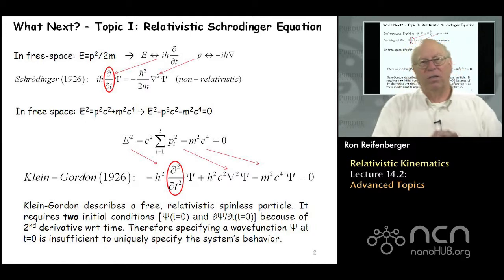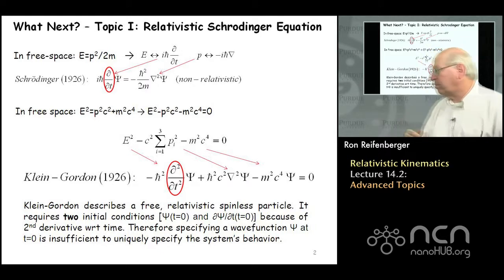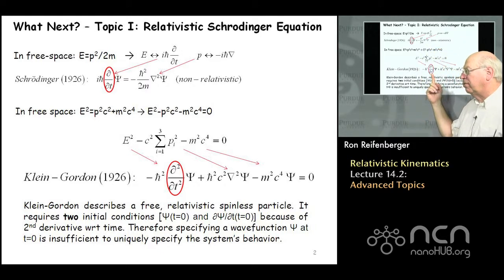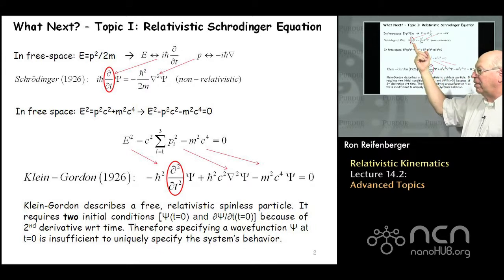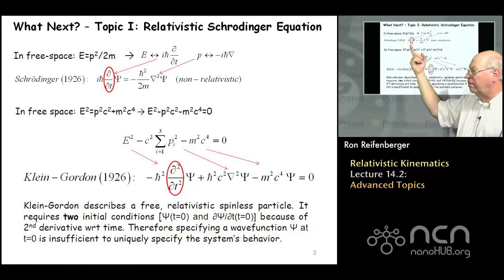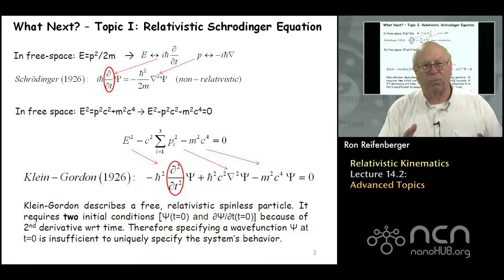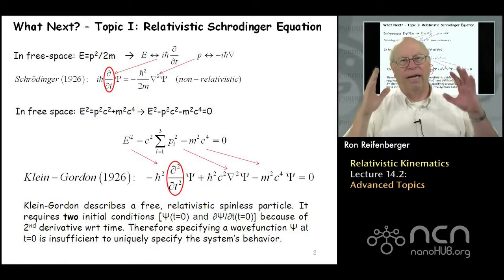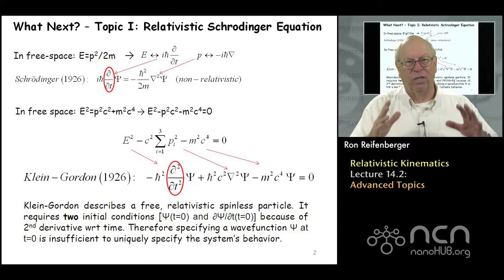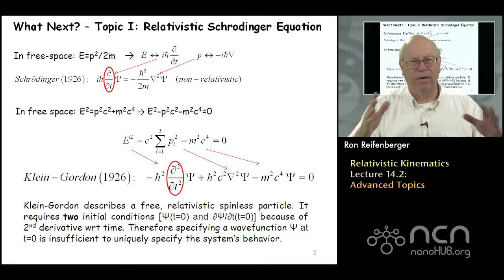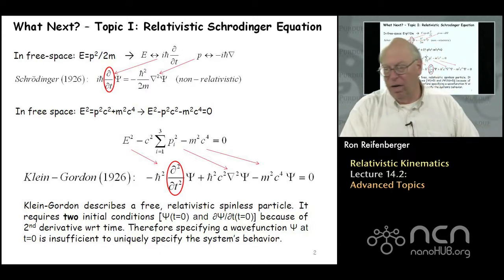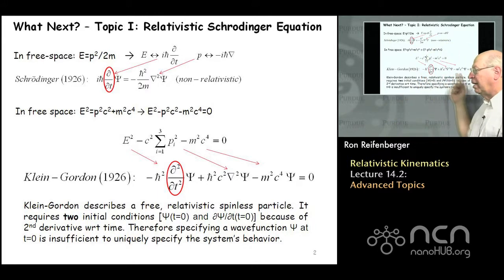The difficulty with this approach is that this differential equation has a second derivative with respect to time in it, whereas Schrodinger's non-relativistic equation has a first derivative with respect to time. The second derivative with respect to time causes problems, because that implies that you have to know both the wave function at t equal to 0 and the derivative of the wave function at t equal to 0 if you're going to make a serious attempt at solving this equation.